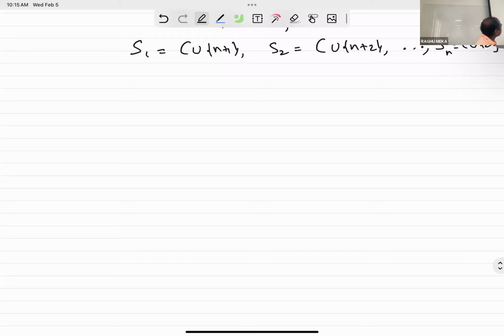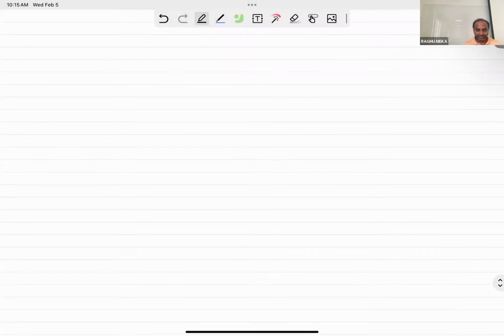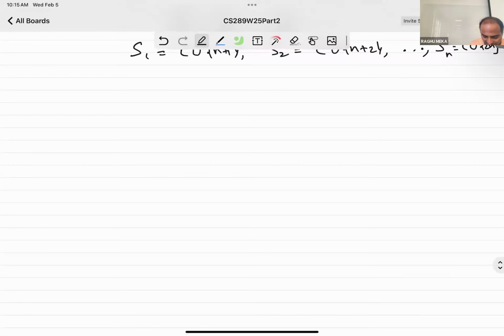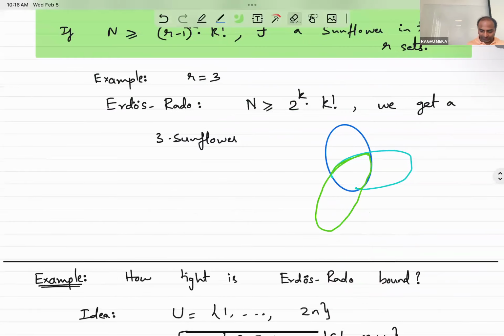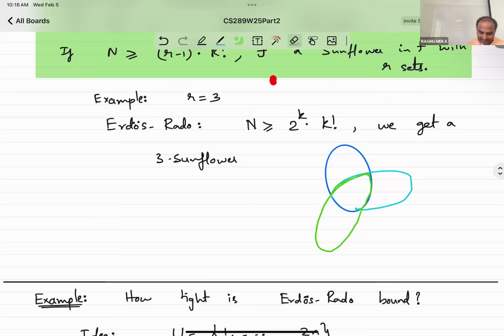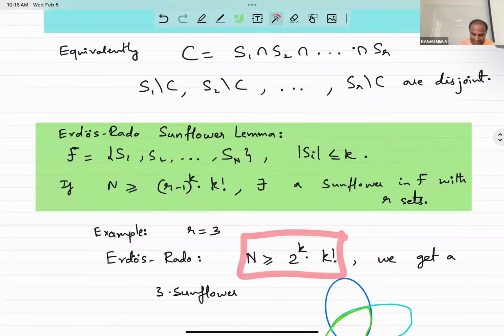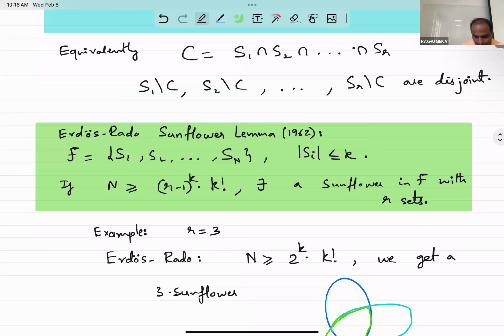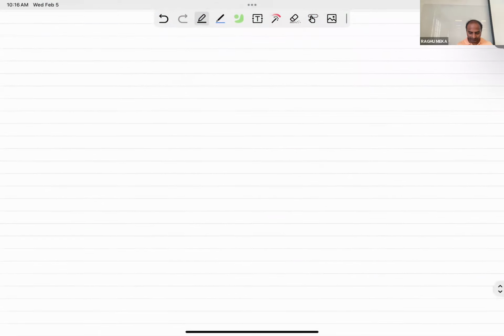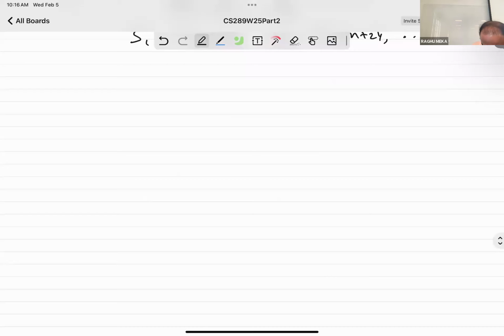So how can we find a family? And there is a clever construction. It's kind of non-trivial to come up with, but there is a clever construction which is still the best known. Okay, it's been known for a long, long time. And I should say that this was proved in 1962, right? And what is this clever construction?